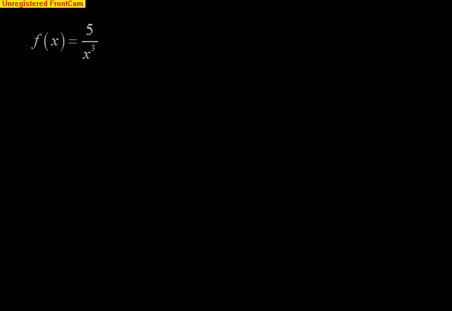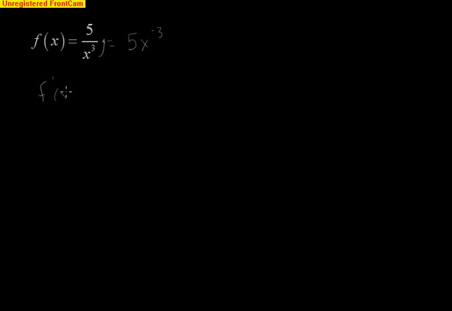Looking at a different one, we have to rewrite this one because we can't use the power rule right away. So we're going to use our rules of exponents that we learned in Algebra 1, and we know that we can write it by bringing the x cubed up top and making it negative. So now we can apply the power rule.